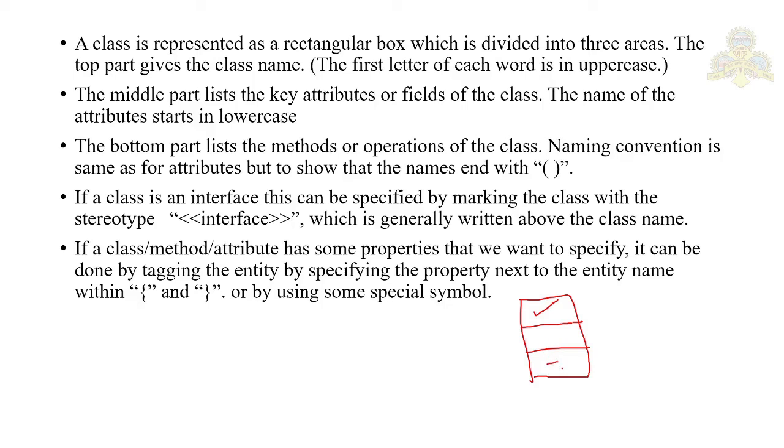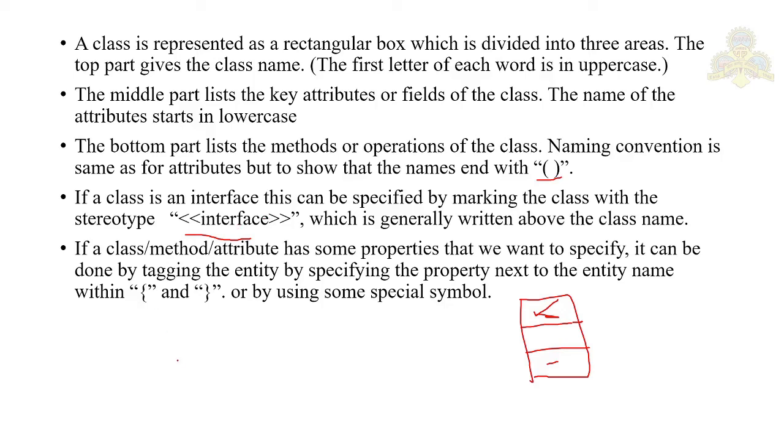The last part is used for writing the method names, and at the end of the methods you have to write an open and closing bracket. That means it represents a function or an operation. Okay, again the naming convention is the same as that of your attributes. The first letter should be lowercase, right? Okay, then if you want to represent an interface, it should be represented here with this keyword. Within angular brackets you should have the keyword interface.